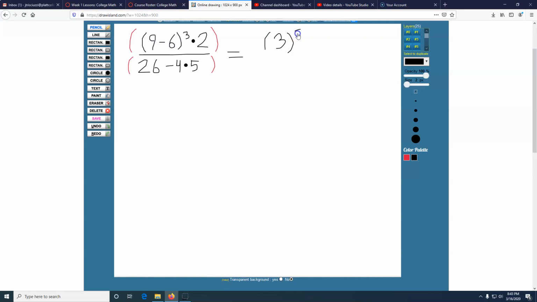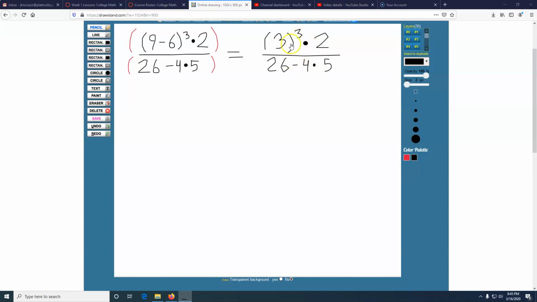I'm not going to redraw the red parentheses again here. Just note that you could keep them as you go through the problem, but they're not really going to change a whole lot here. So after doing that, everything else is here. We're going to go ahead and move to the next step, which would be exponents.